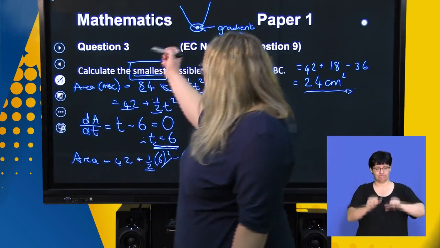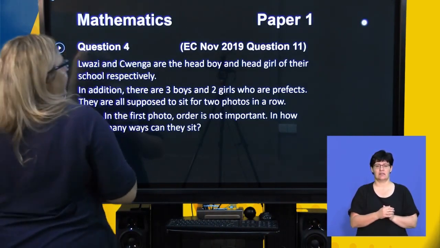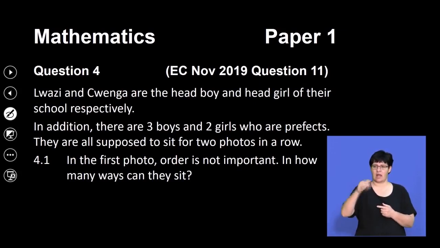All right, so let's move on to the last part, where we're going to do a little bit of probability. We have Lwazi and Kwenga, the head boy and head girl of their schools respectively. In addition, there are 3 boys and 2 girls who are prefects. They're all going to sit for 2 photos, and they're sitting in a row. I think this means that they're sitting in a row, not that the photos are happening in a row, but it probably means that as well.